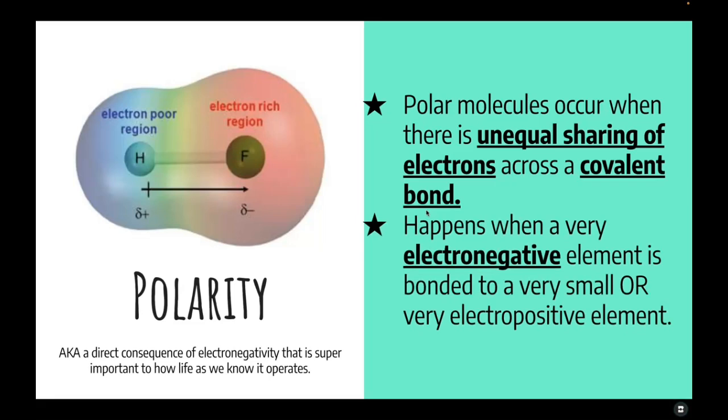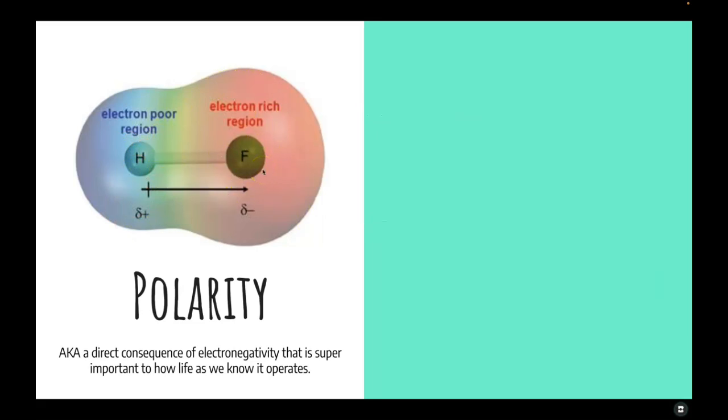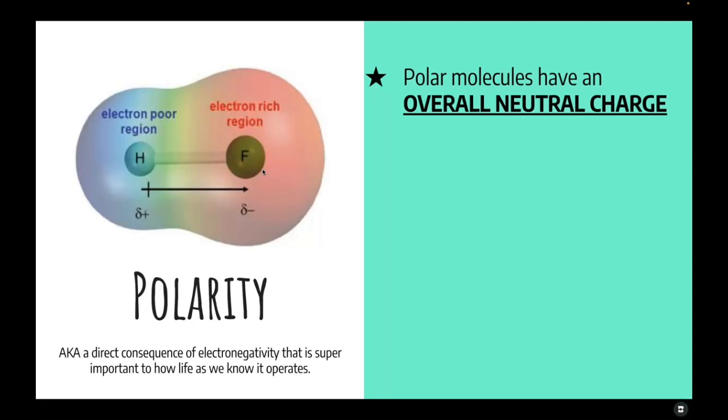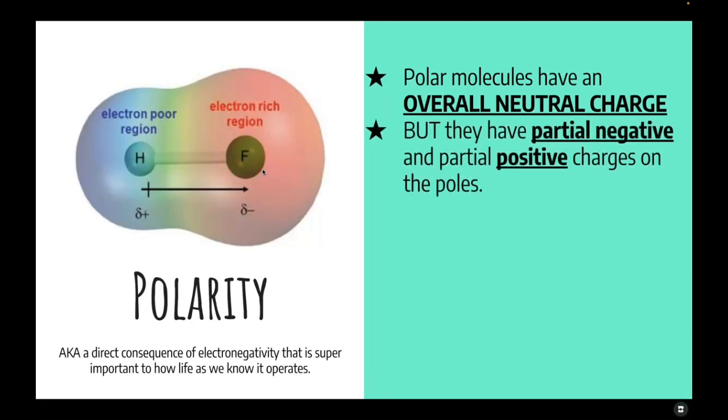And so this happens when a very electronegative element is bonded to a very small or very electropositive element. And so over here, I want you to guess which one's electronegative and which one's electropositive, all right? All right, again, this one would be electropositive because it has fewer electrons and wants to donate to the fluorine, which is more electronegative.